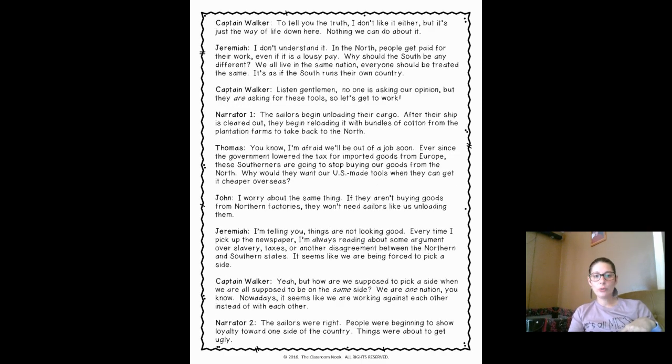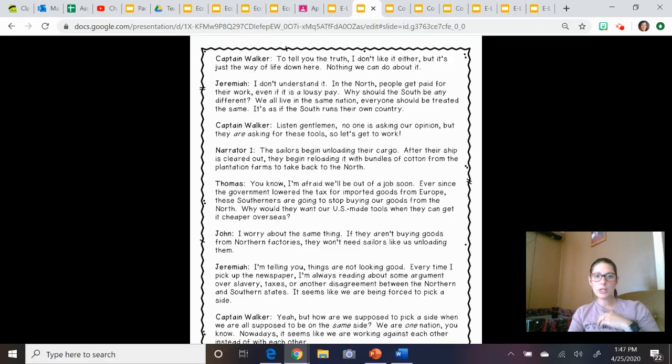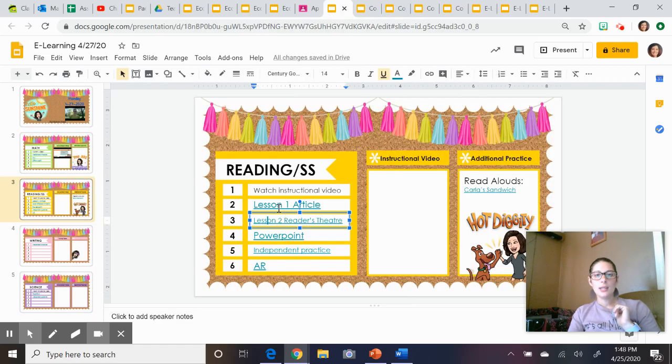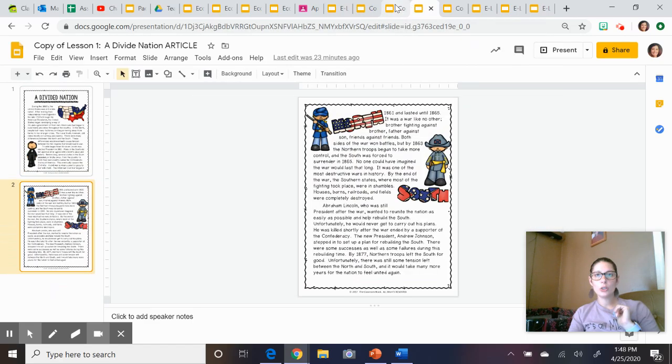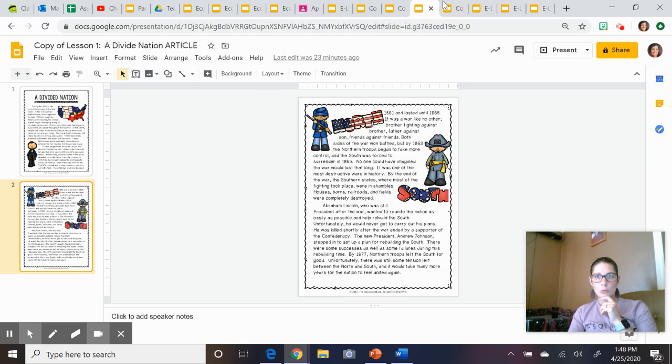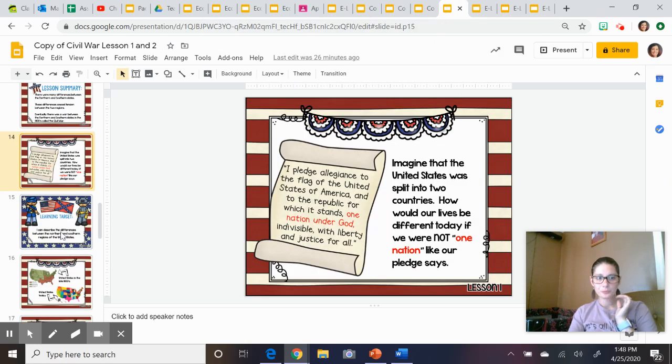So you would read through that. It's just 2 pages. It won't take you very long, but you need to make sure you read it because it has some very important information about the slave trade in there. So please, please make sure you read it. Okay, then you would go back to your independent practice and complete this in here. So let's go to our slides again.